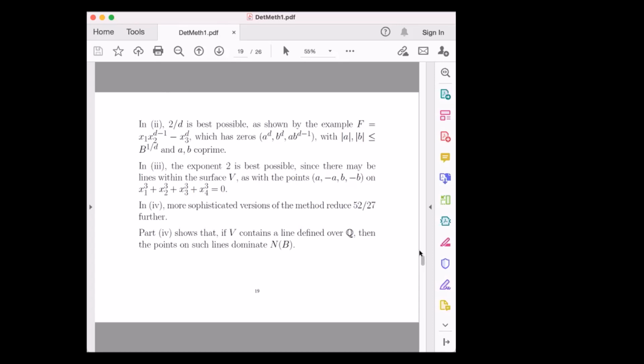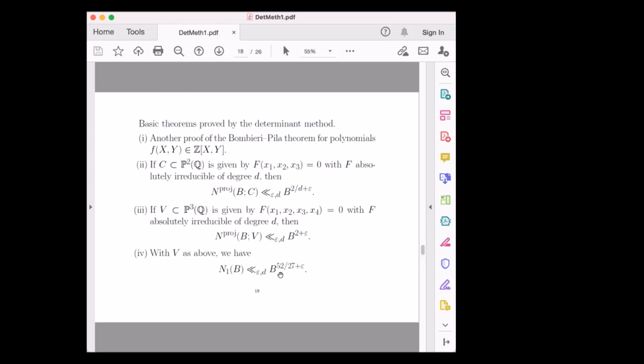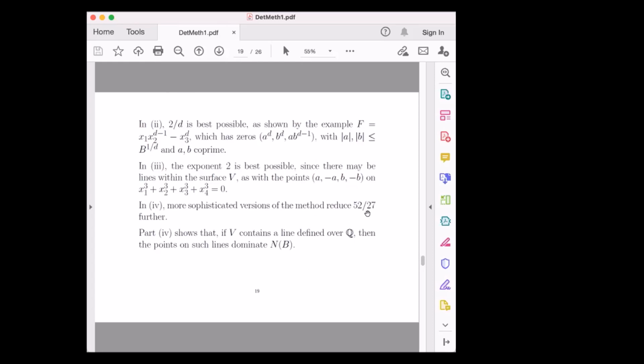Whereas in the fourth result, where you get an exponent strictly less than 2 after you exclude the trivial points, well, that exponent can be reduced further by more sophisticated methods. But the result does show that lines defined over Q contained in the surface, the points on those will dominate all other points. So there are B squared points contained on any one line, but all the rest contribute at most B to the 52/27. So points on lines dominate.